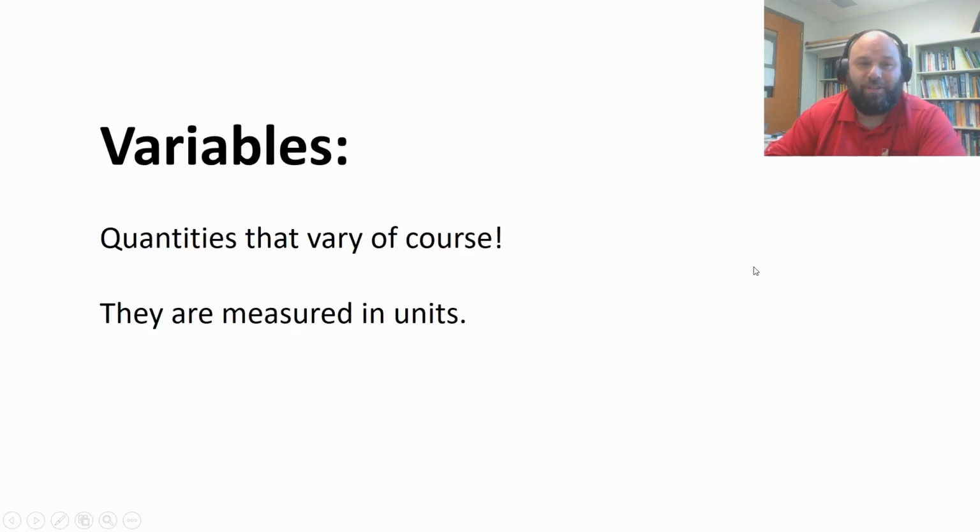So a variable is basically any quantity that can vary. I mean, that's kind of obvious, right? It's something that varies. And variables are measured in units. So you want to pay attention to the units that you're measuring. You always want to think about those units. So let's look at a couple of examples.